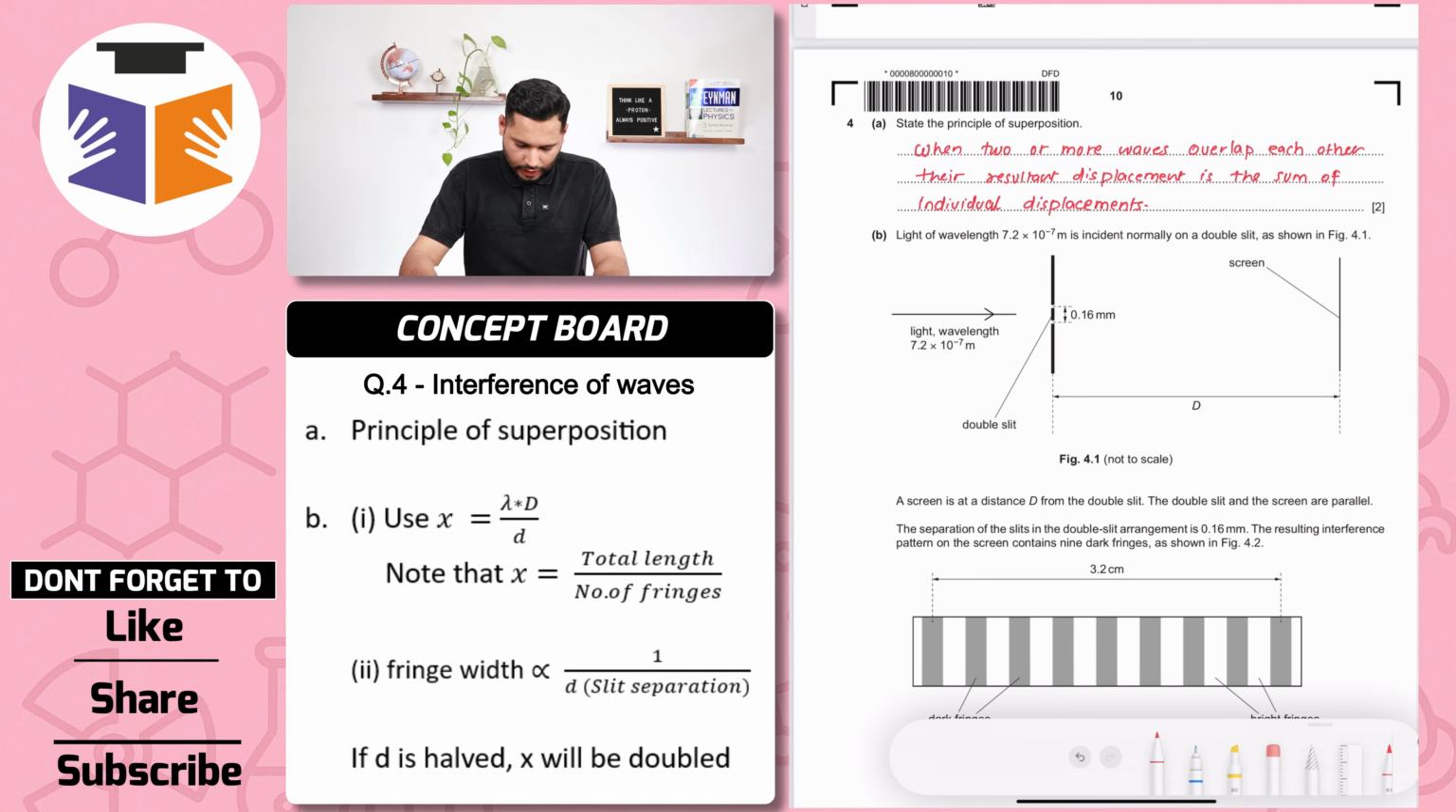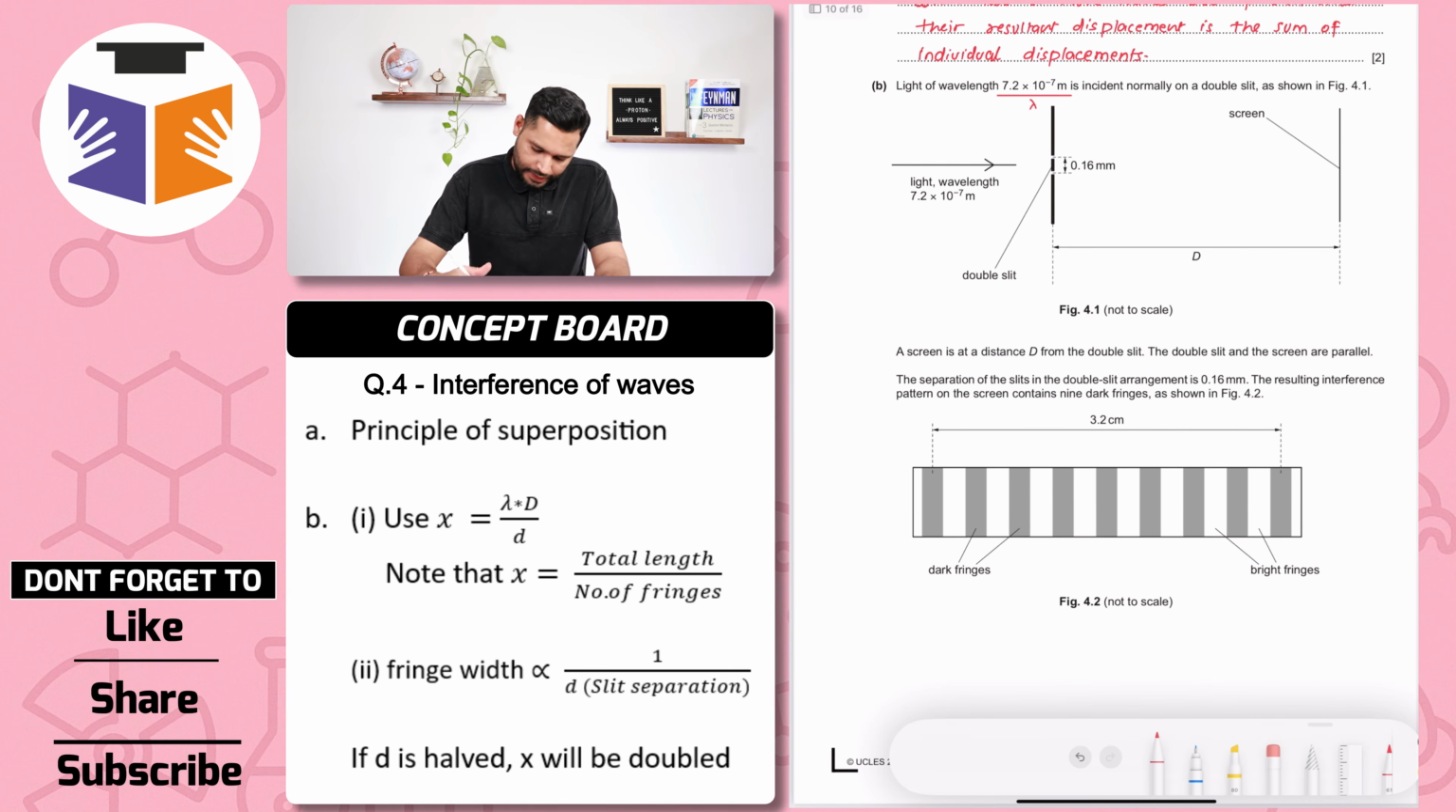Question B, it says light of wavelength 7.2 into 10 raised to minus 7 meter, that's lambda, is incident normally on a double slit as shown in figure. A screen is at distance D from the double slit. The double slit and the screen are parallel to each other. The separation of the slits in the double slit arrangement is 0.16 millimeter. So this is small d. The resulting interference pattern on the screen contains 9 dark fringes as shown in figure.